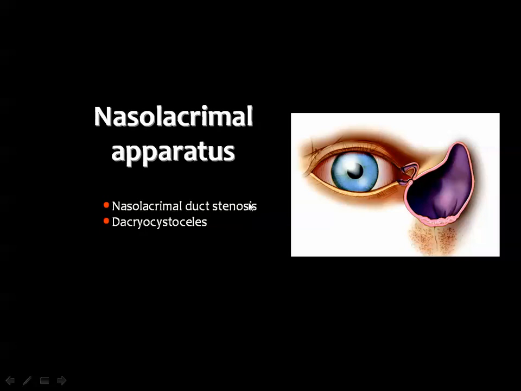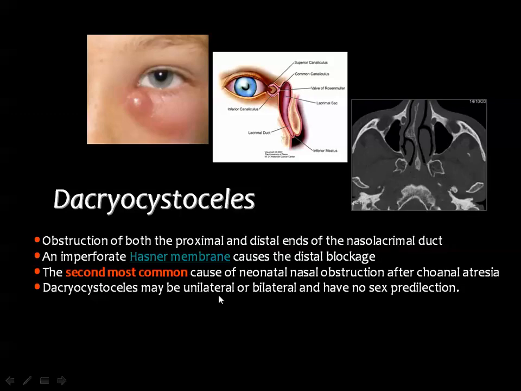We have the nasolacrimal duct stenosis and the dacryocele. This is, of course, the normal appearance of the nasolacrimal duct, as I have mentioned in the anatomy lecture. Frequently, the nasolacrimal duct may be obstructed here or in the proximal part, resulting in accumulation of fluid, and this fluid may be secondarily infected, resulting in an abscess.